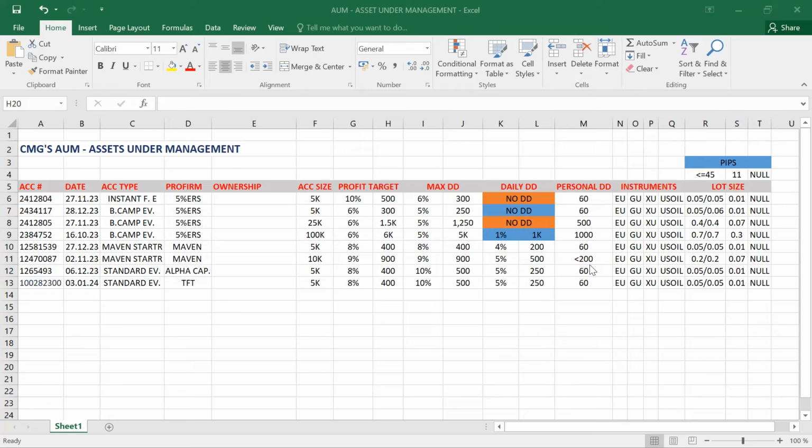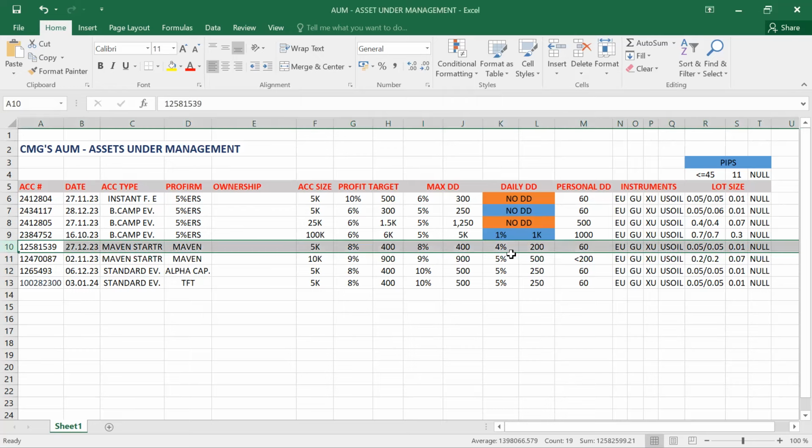Now let me move down to here. This particular account, this 5K, you see the daily drawdown is 4%. The 4% of 5K is 200. I don't know if it is wrong, just do the calculation. It's 200. Now, this 200, I don't want to reach 200 in a day. I don't even want to get closer to that. So what do I do? I bring it down to $60.